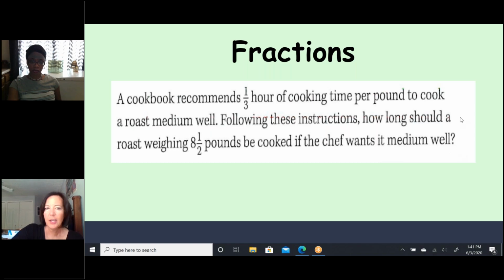Are you answering for 8.5 pounds? No, I'm answering for 6. Oh, 6. Okay. So the problem says 1/3 of an hour per pound for 1 pound, and we're going to cook it now for 8.5 pounds. So let's just work on the equation. So we thought about it, 1 pound is 1/3, 2 pounds is 2/3, 3 pounds is 3/3.